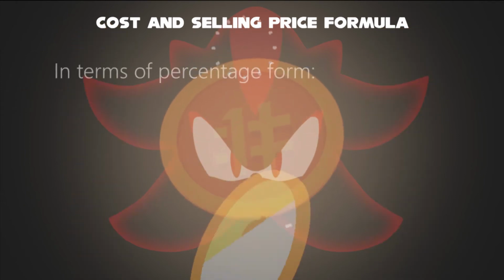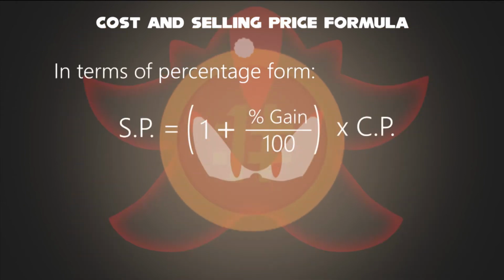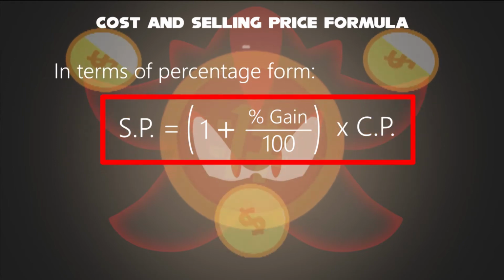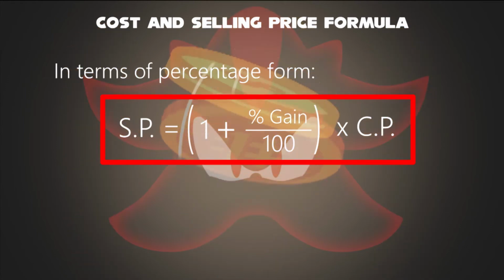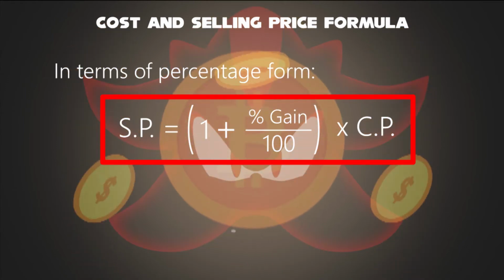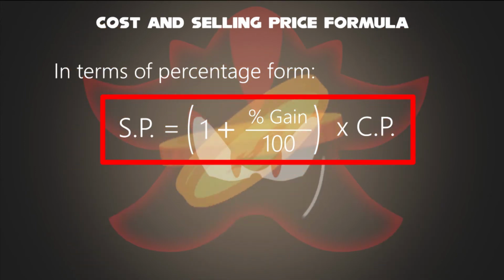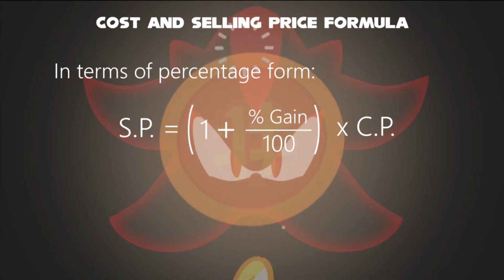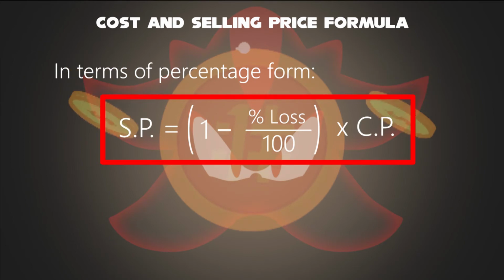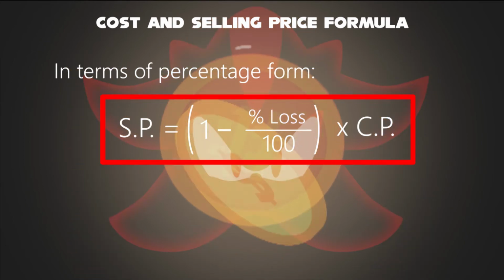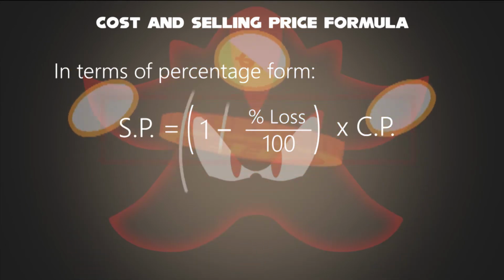Now we move ahead to the formula for percent of profit or loss. In case of gain, the selling price equals 1 plus the percentage of gain divided by 100 times the cost price. Similarly, in case of loss, the plus sign changes to negative sign instead.